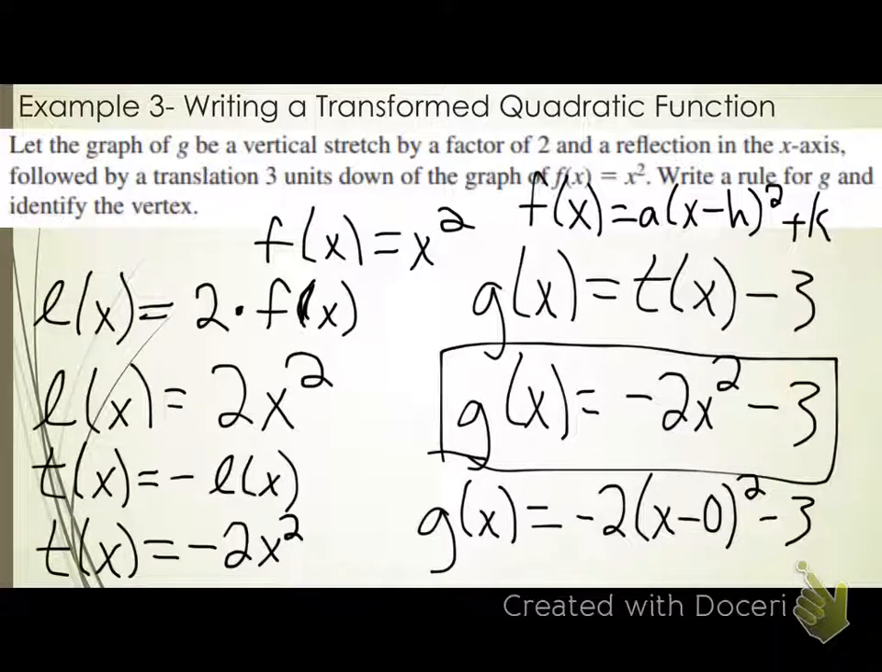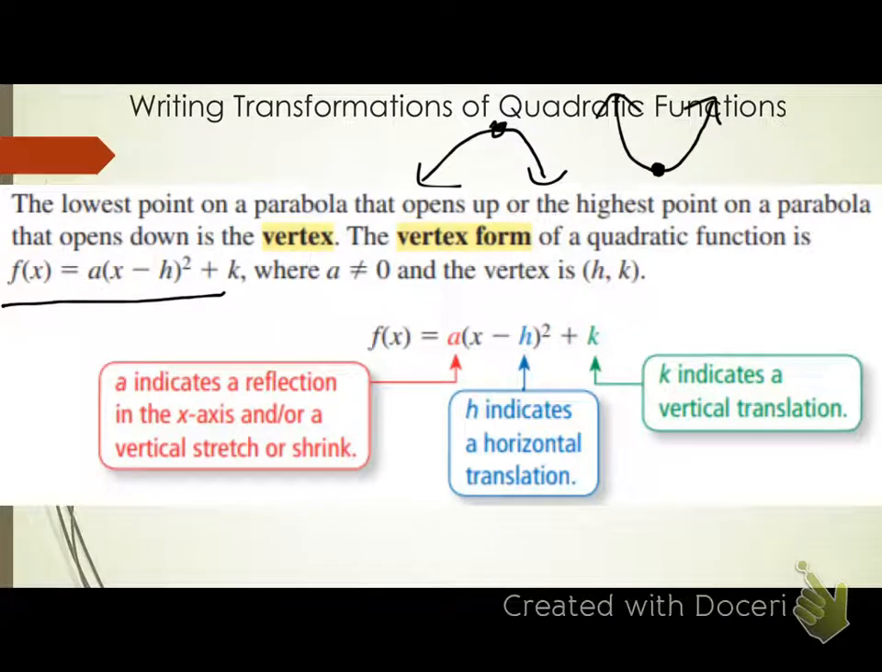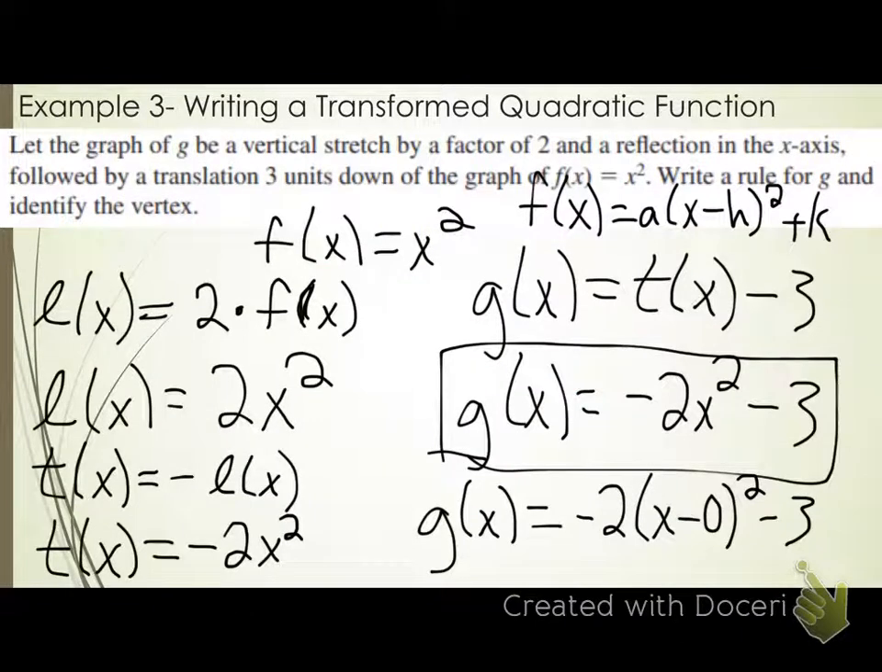So what would my vertex be here? 0. Nope. Wait. Remember my vertex is h comma k. Oh, so it'd be 0, what's that number? 0, negative 3 would be my vertex. Any questions about that? Does that make sense?